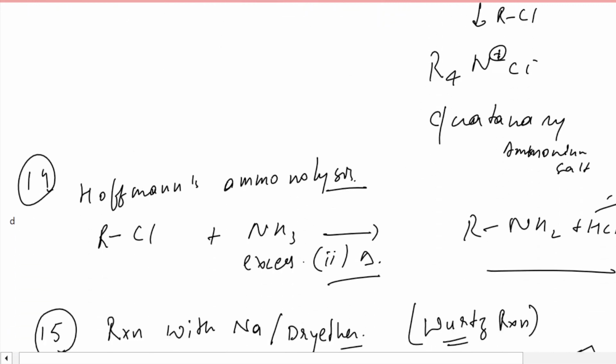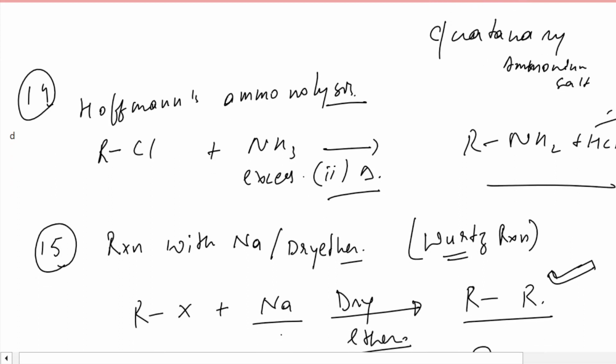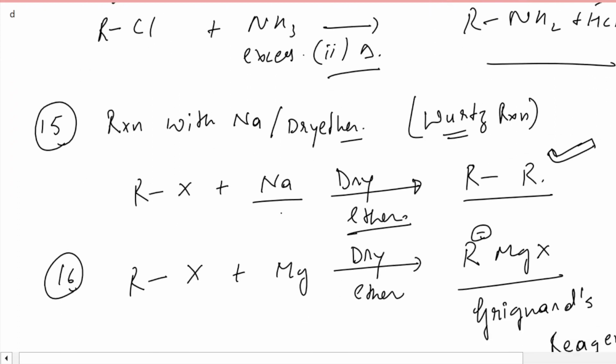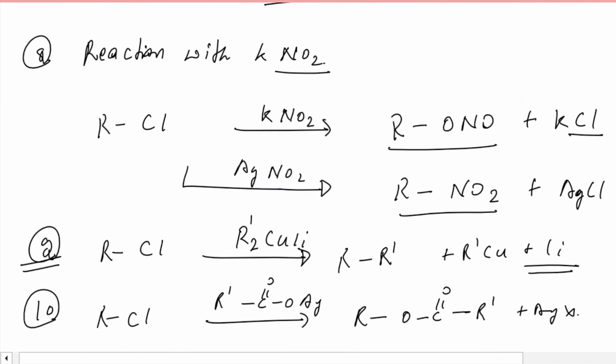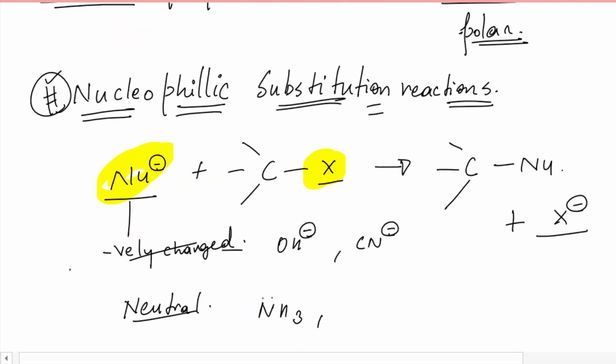Suppose RCl is not in excess and ammonia is in excess, then what is formed is RNH2 plus HCl. Next is reaction with Na in the presence of dry ether, which forms R–R, and reaction with magnesium in the presence of dry ether forms Grignard's reagent. So these are all the different nucleophilic substitution reactions we studied in our previous lecture.